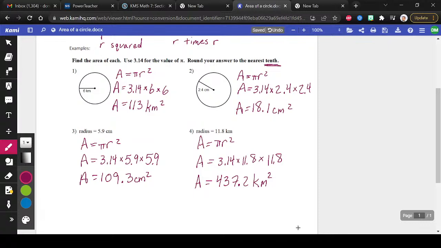So there we go. This is how we use the formula for area to find the area of the circle when given the radius. If you want to know more about this, you can watch a separate video that describes why this formula works.